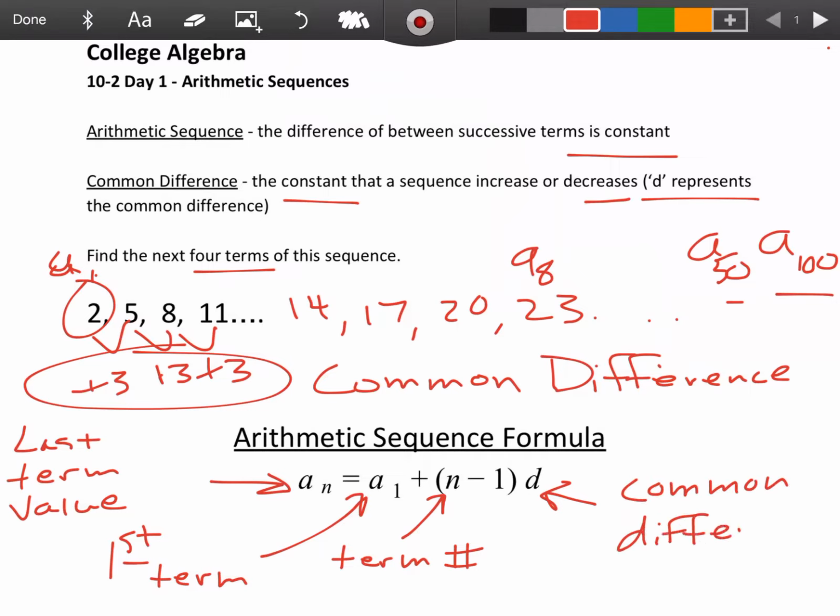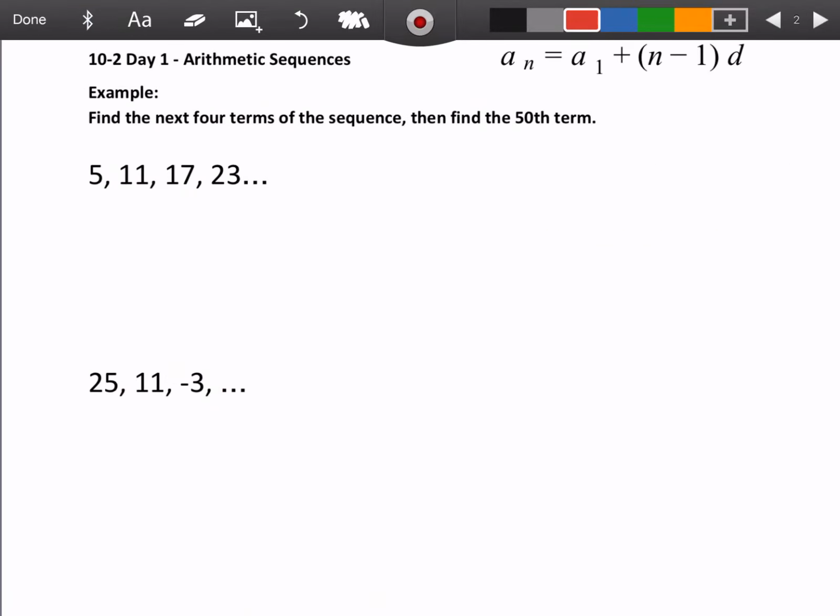So this is just a sequence where we're adding the same number each time. Even if we're adding a negative, we'd be going down. But a shortcut to find a term way out there, the 50th term, the 100th term, the 1000th term, would be to use this arithmetic sequence formula. So let's go through a couple of examples here.